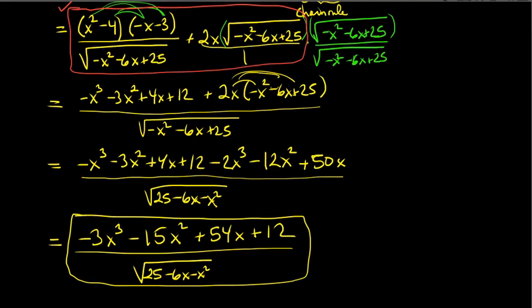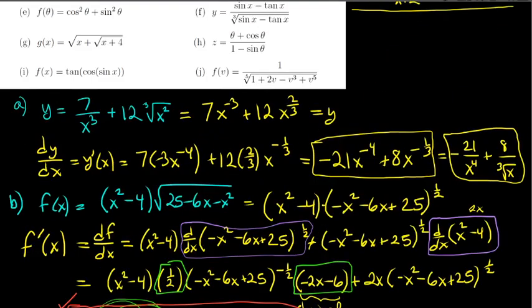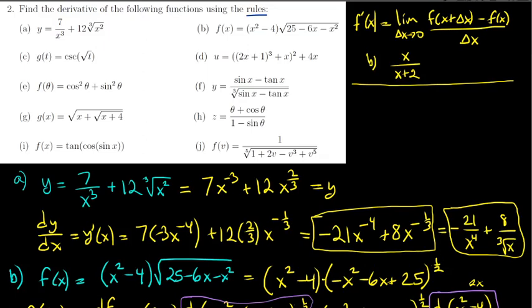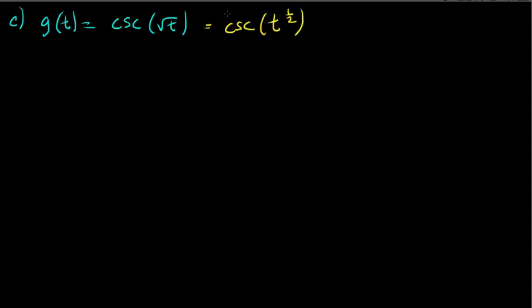That was part B. And then, should we do C? Again, I'm not going to do all of these. I think C is just an application of the chain rule. I think we can do that one very quickly here. So C, g of t is cosecant of square root of t, or cosecant of t to the 1/2, because we're going to need the power rule here. So nothing we can do to simplify it, so let's just take the derivative.